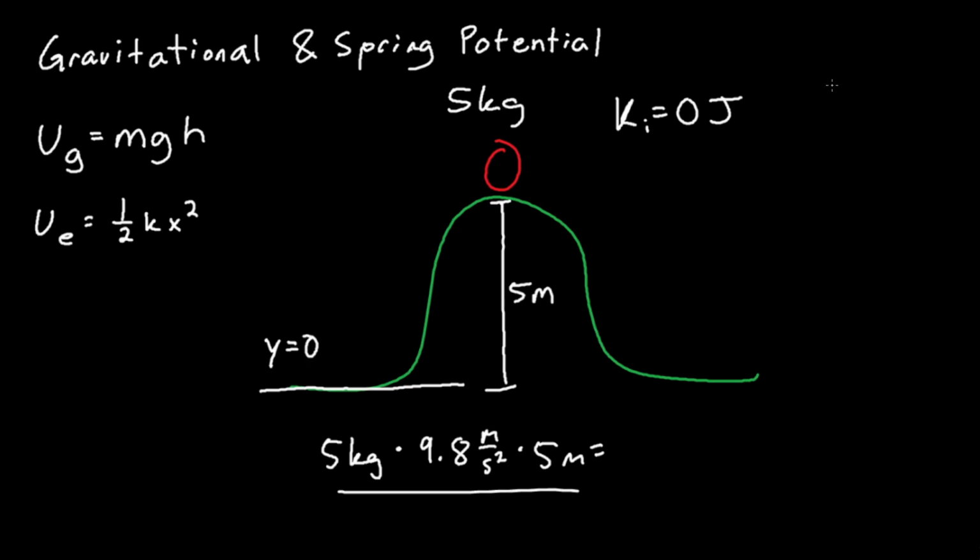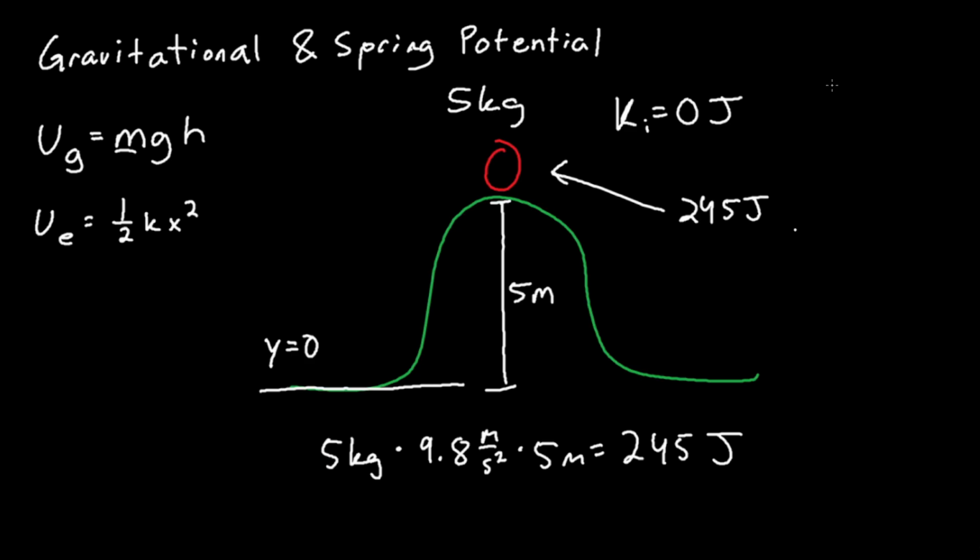If you were to calculate your gravitational potential energy in this case, this is mass times gravity times height, you would get a total gravitational potential energy of 245 joules. So currently, this ball has 245 joules stored up, ready to turn into some other type of energy. And normally, you're going to be turning it into kinetic energy.